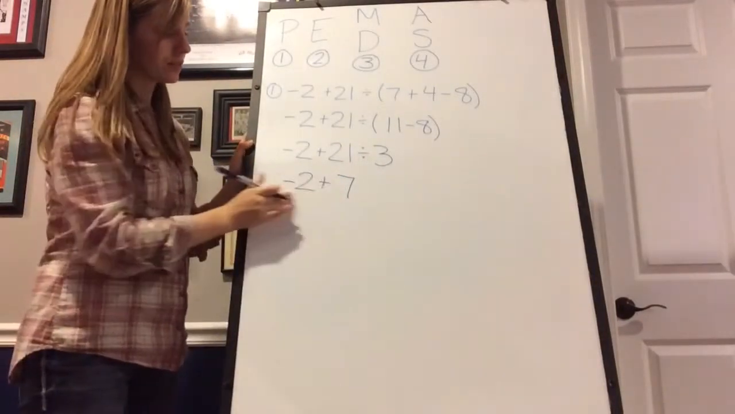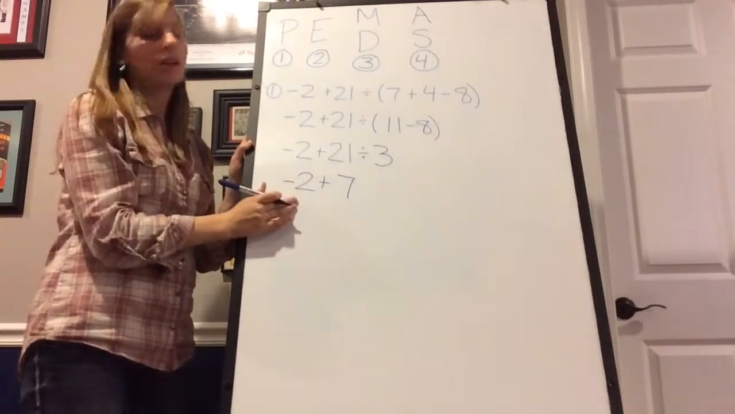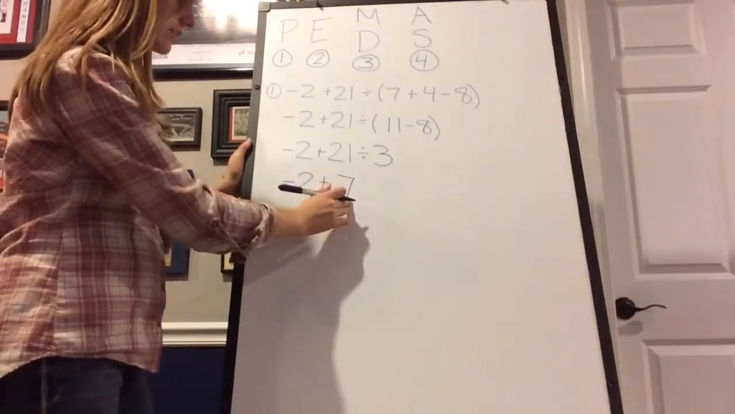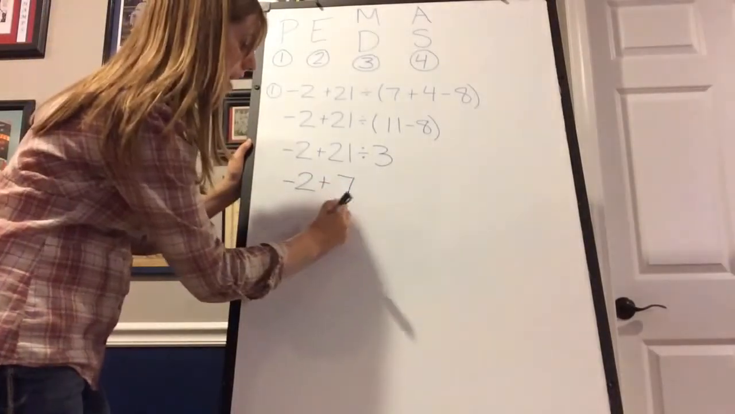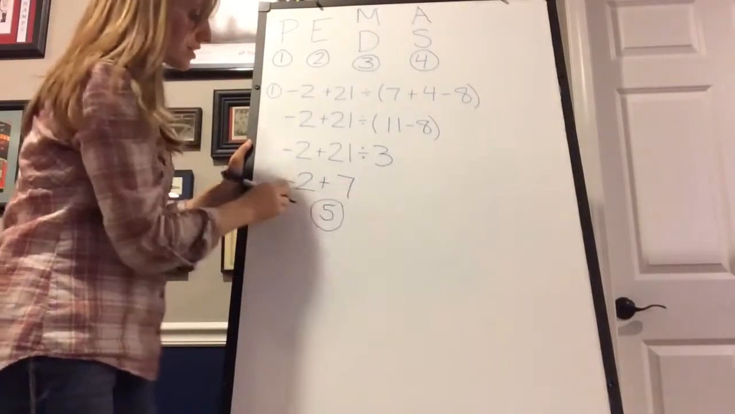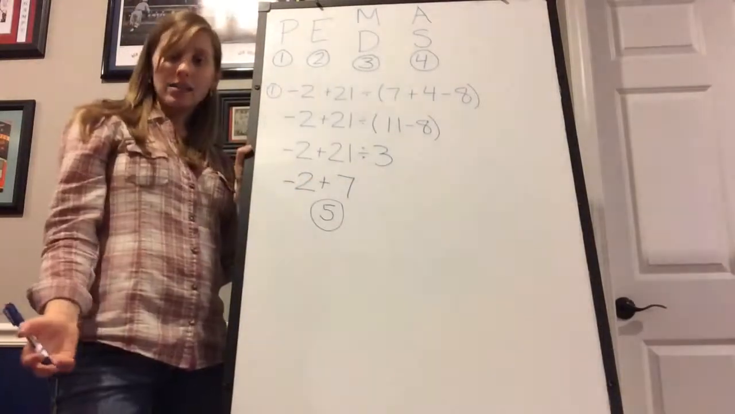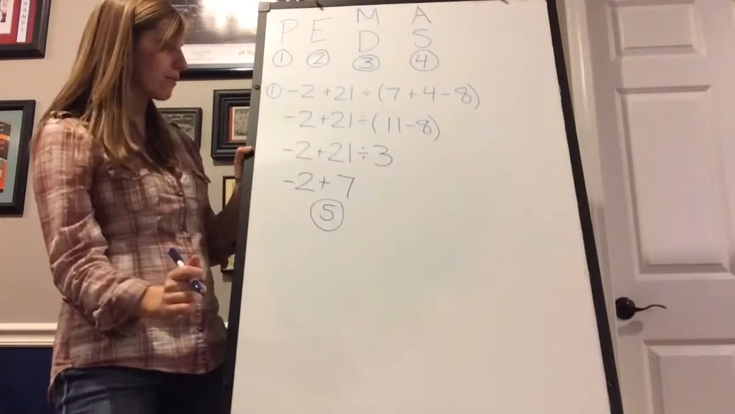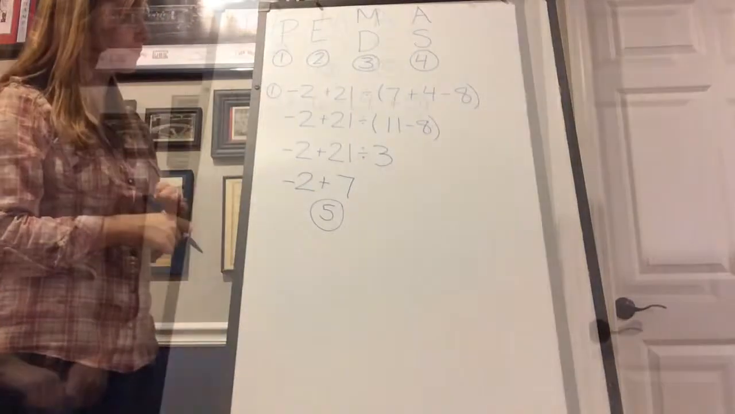And last, the only thing I have left is addition. So I can now do my addition. -2 plus 7 is a +5. Remember, if the signs are different, we subtract, keep the sign of the bigger number. So it's going to be a +5, and that's our answer for number 1.